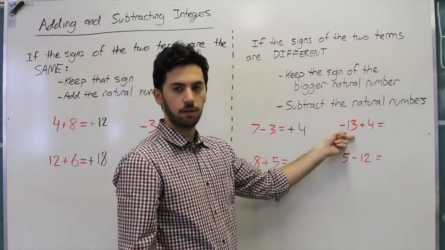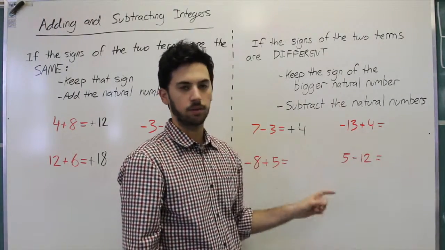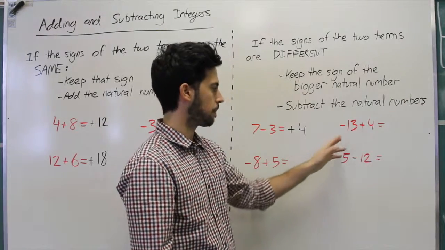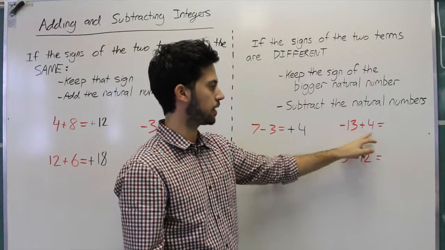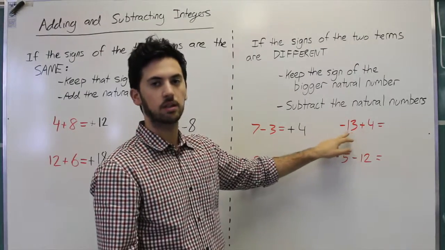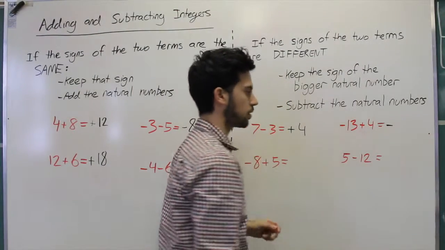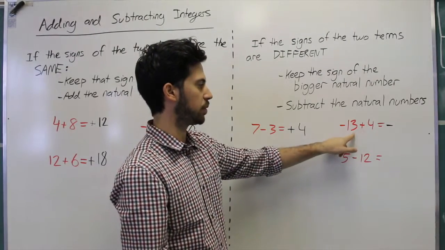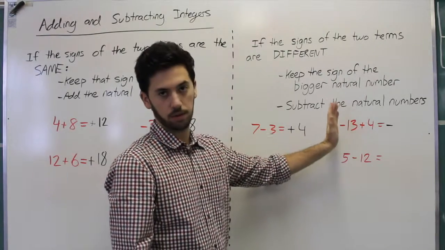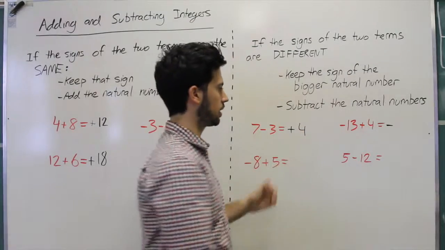Here we have negative 13 plus 4. So things are starting to get a bit more tricky. Which is the bigger natural number, 13 or 4? It's 13, so the negatives win out in this instance. So the answer is going to be negative. And what's the difference between 13 and 4? Ignoring the signs, the difference is 9.